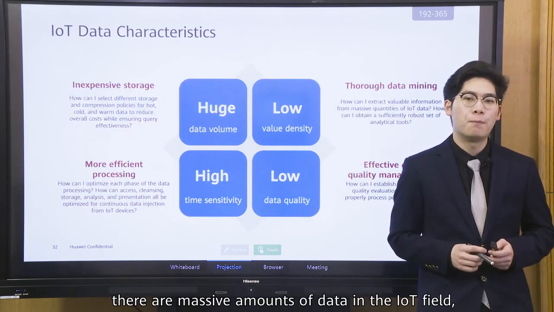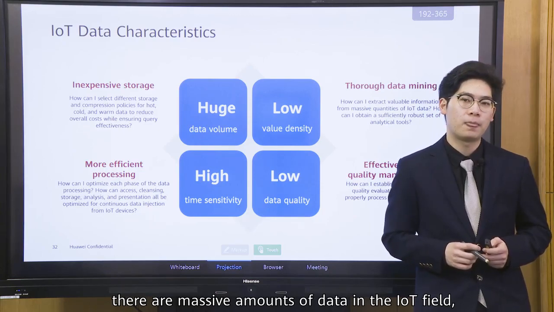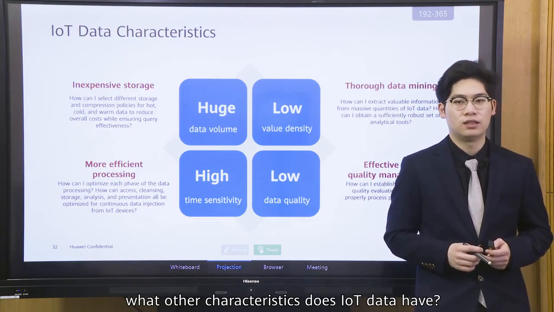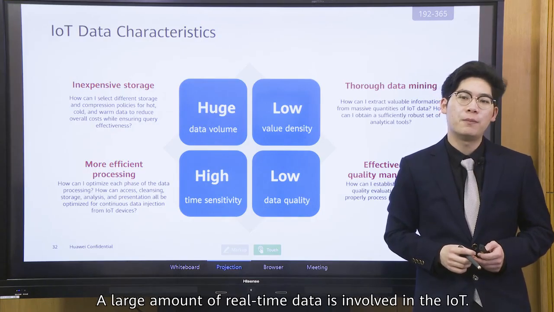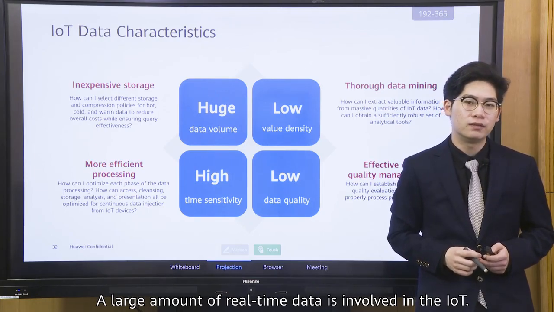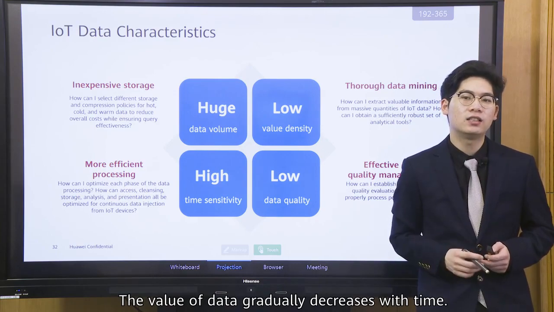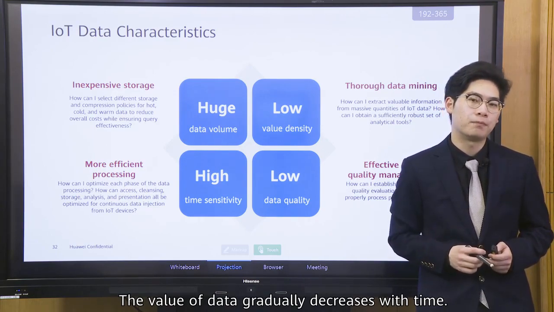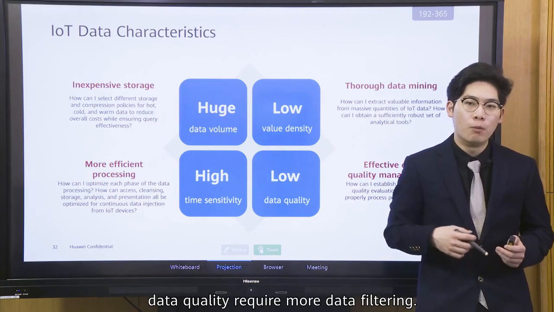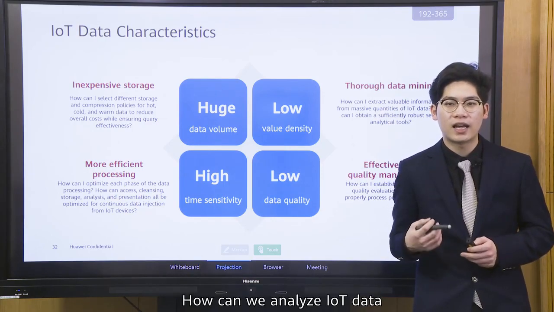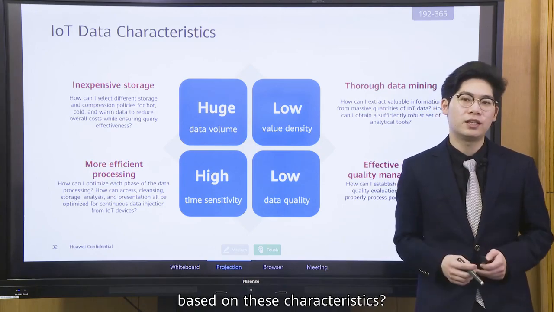As we all know, there are massive amounts of data in the IoT field. What other characteristics does the IoT data have? In addition to its huge data volume, IoT data features low value density, high time sensitivity, and low quality. A large amount of real-time data is involved in the IoT. The value of data gradually decreases with time. In addition, the low value density and the data quality require more data filtering. How can we analyze IoT data based on these characteristics?